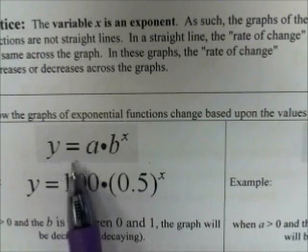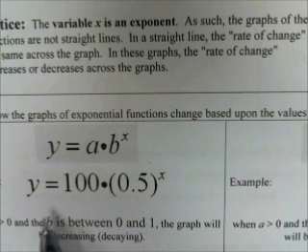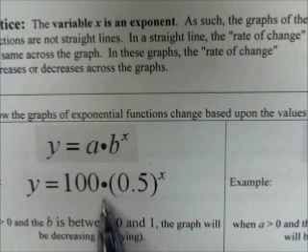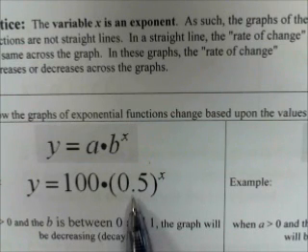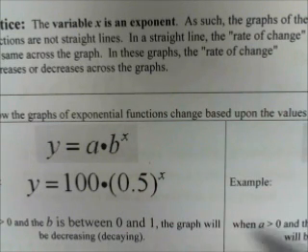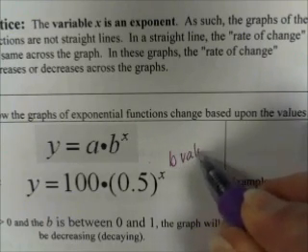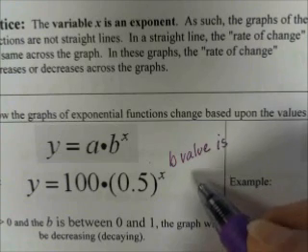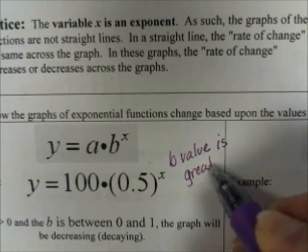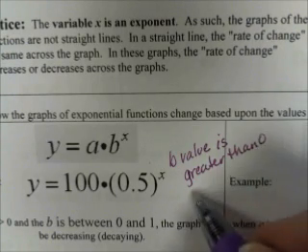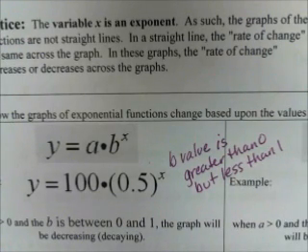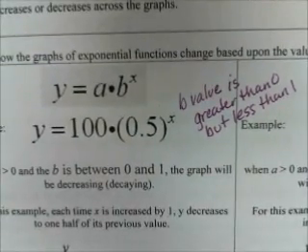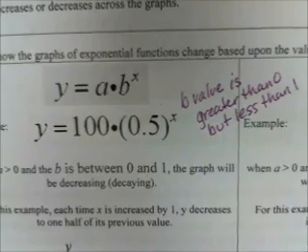So we have our general form, y equals a times b to the x. And the example, y equals 100 times 0.5 to the x. So our a value is 100 and our b value is 0.5. Now 0.5 is a value that is greater than 0 but less than 1. So our b value here is greater than 0 but less than 1. And if that's the case, your function is going to be decreasing.